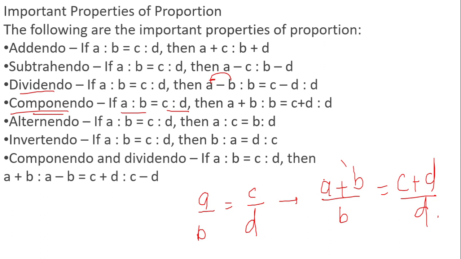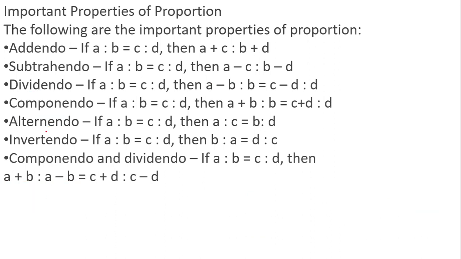Okay, so (a plus b) upon b is equal to (c plus d) upon d is the important property of componendo, which is a property of proportion. Okay, moving on to the next property, this is alternando. Please try to understand everything in detail, because this is very important from an exam point of view.